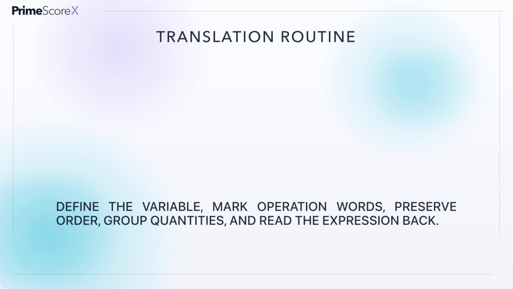Use a 5-step routine. First, define what the variable represents. Second, underline relationship words. Third, determine the order of quantities. Fourth, use parentheses when an operation applies to a group. Fifth, translate your expression back into ordinary language. This routine prevents setup errors and prepares you to simplify expressions, solve equations, and handle word problems with much greater control.